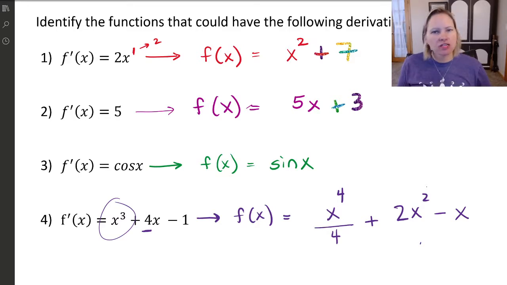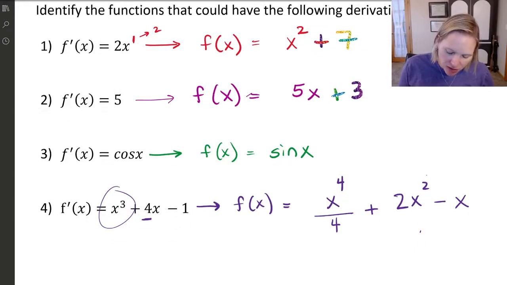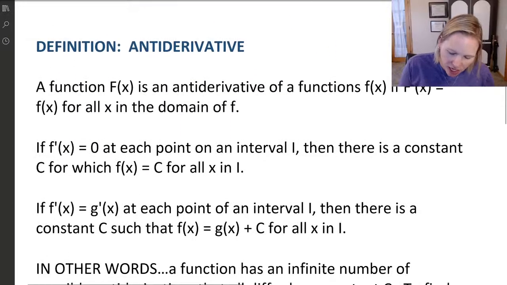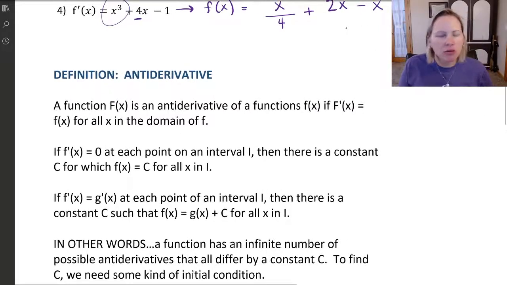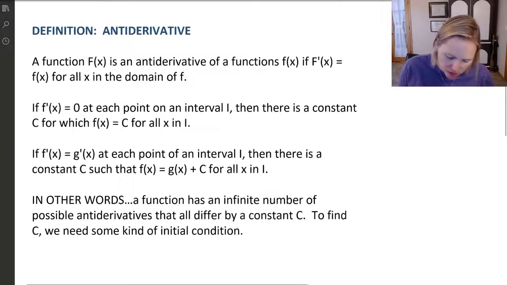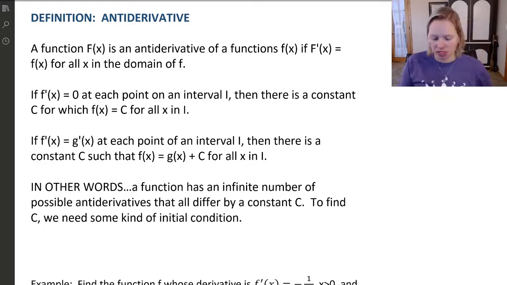This is an interesting conundrum, because when we start with a derivative, if there's ever a constant in the original function, unless we're given some information about the original function, there's no way to know what that constant was. We need some sort of initial condition. And so that brings us to our definition of an antiderivative and some terminology and technical way that we're going to write some things here.